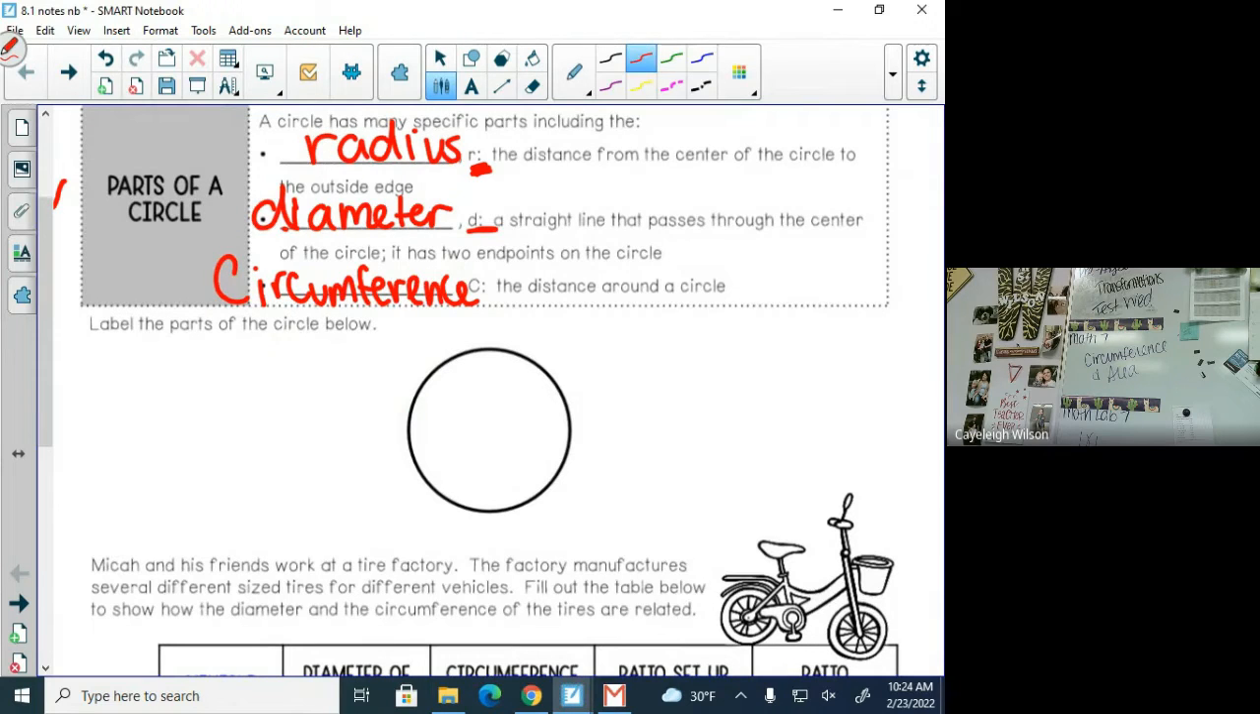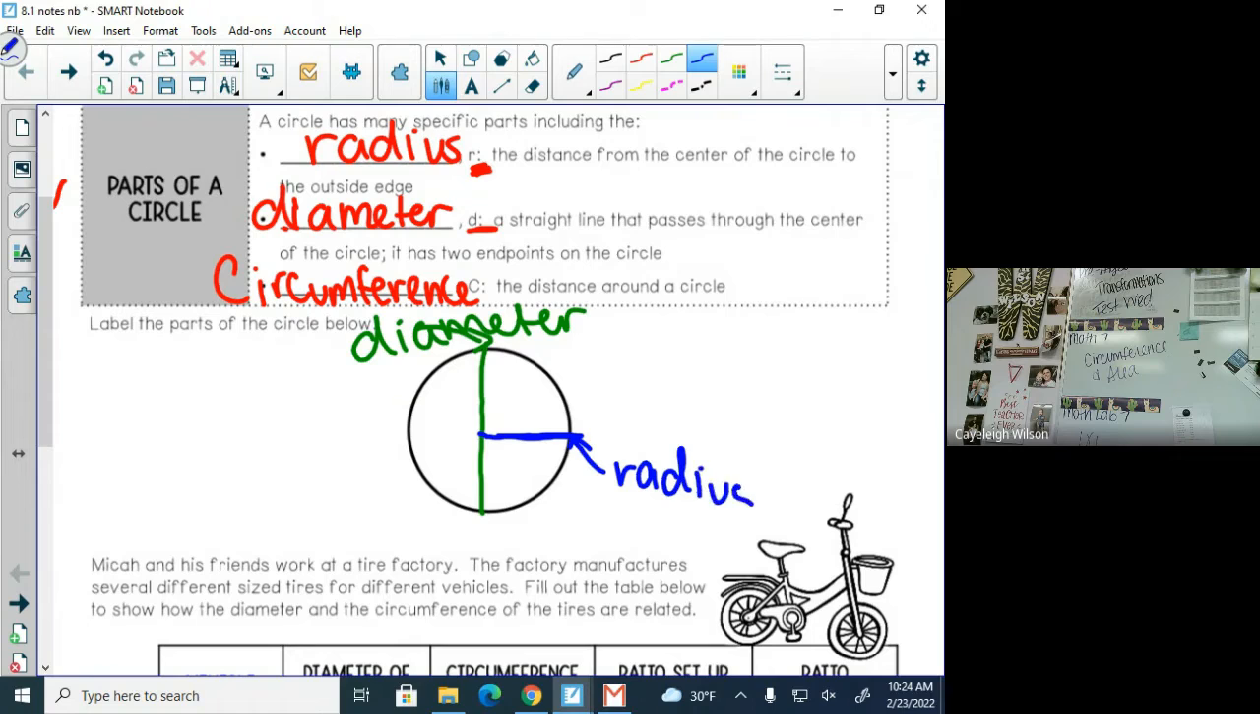All right, so it says to label the parts of the circle below. So we said that diameter is the whole length of the circle, so this is diameter. Radius just starts from the middle and goes to one side. And then circumference is that whole outside, the whole distance around the outside of the circle.